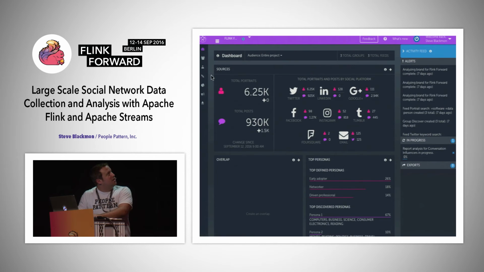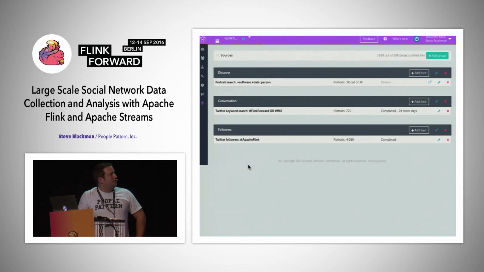So I created a project, just to show off some of what it can do. It includes all the Twitter followers of @ApacheFlink, and a Twitter keyword search that uses the different hashtags for the conference. This ran a couple days ago, so it probably doesn't have everything in it. And then also a generic portrait search looking for people who in their bios state the word software or data, and who our algorithm has determined is a person as opposed to an organization.